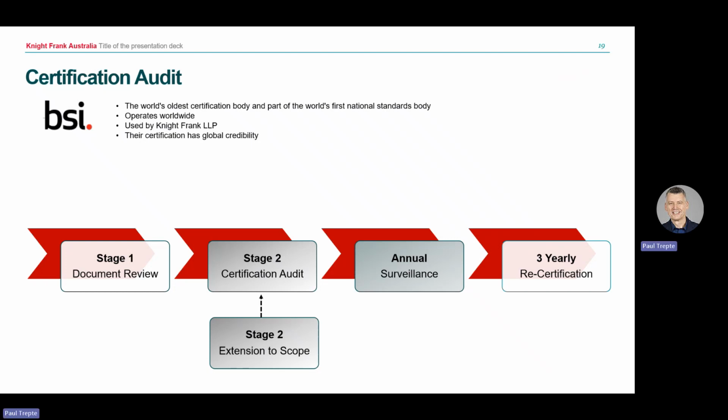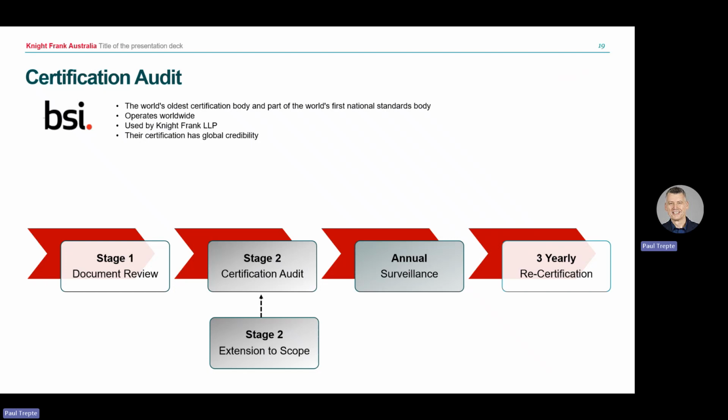So where we're dealing with international clients, that extra gravitas will provide Knight Frank in a good place when we're making or undertaking tenders. So the certification audit process follows several stages, and then we have an annual activity as well.